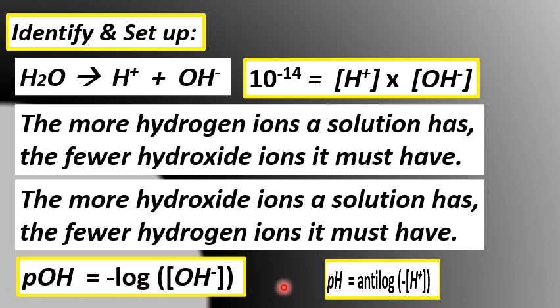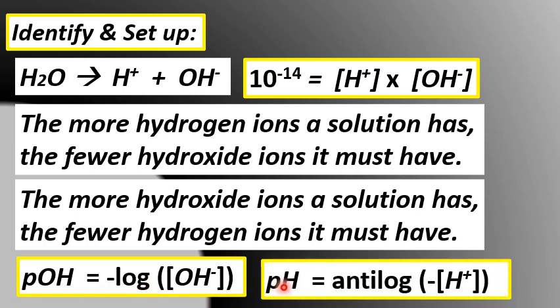Likewise, for determining the value of the pH in terms of the concentration of the positive hydrogen ions, we also use this formula. pH equals the antilog of the negative value of the positive hydrogen ion concentration.